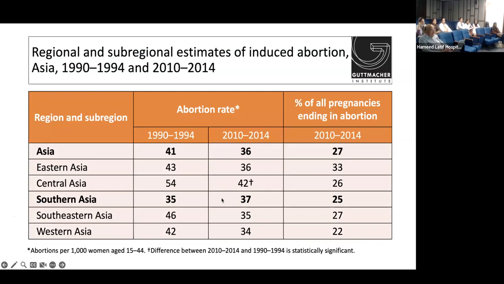And this was another institute, Guttmacher Institute. This is the international institute which had this, that in Southern Asia, the abortion rate was 35 in 1994. And in 2010, again, it was more or less the same. And percentage of all pregnancies ending in abortion or induced abortion, 25%.